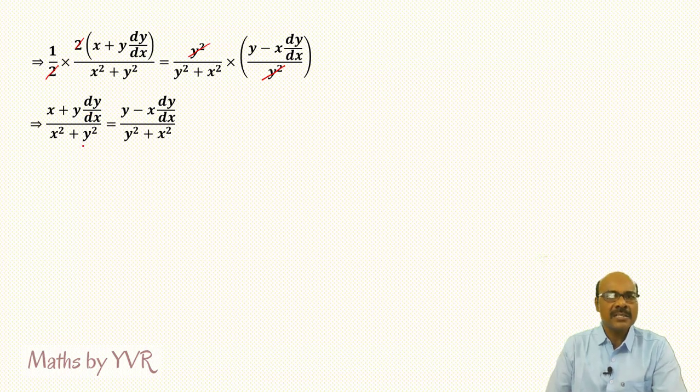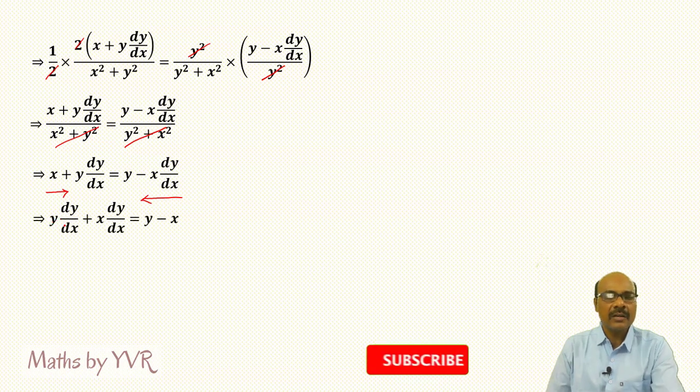See here: x plus y into dy by dx by x square plus y square is equal to y minus x into dy by dx by y square plus x square. If you observe again, in the denominator we have a common term, x square plus y square, which can be cancelled. Then the remaining term is x plus y into dy by dx is equal to y minus x into dy by dx. Here we need to find the derivative of the given function with respect to x. That's why I am shifting the dy by dx terms to one side, and the non-dy by dx terms to the other side. Then what will we get in the next step?